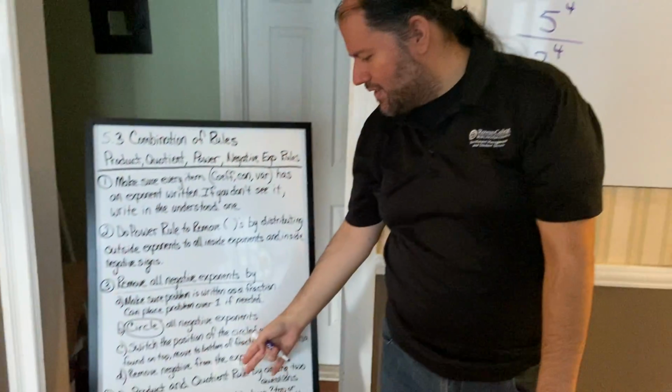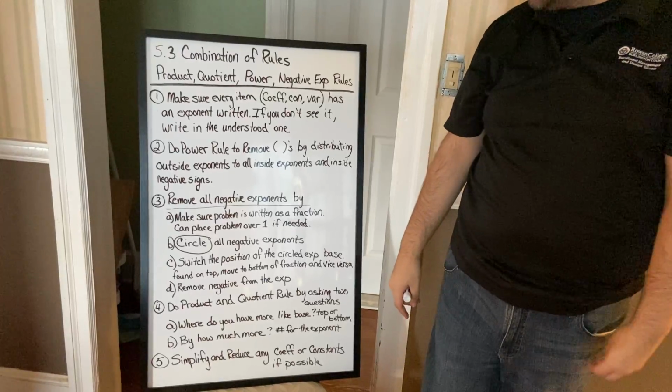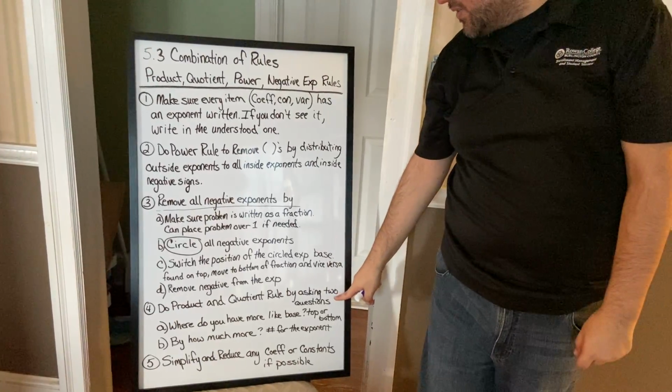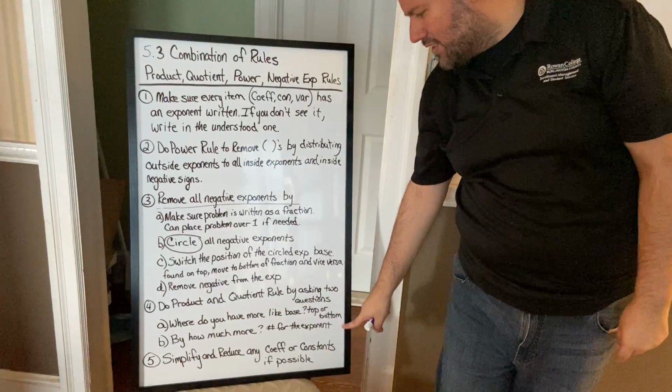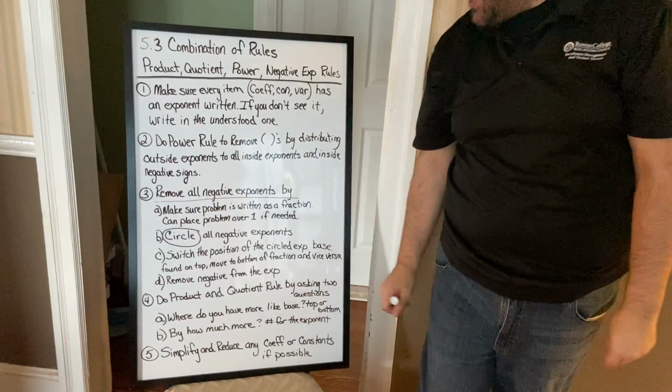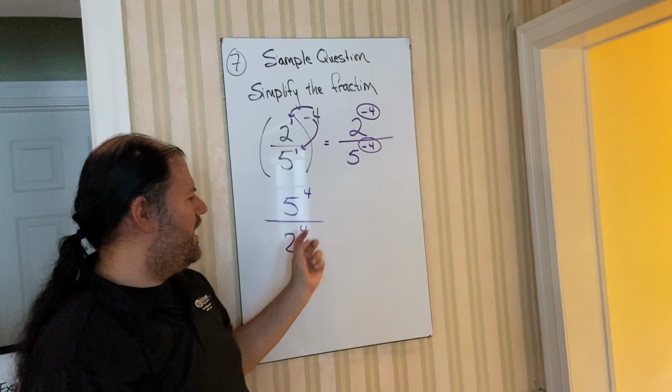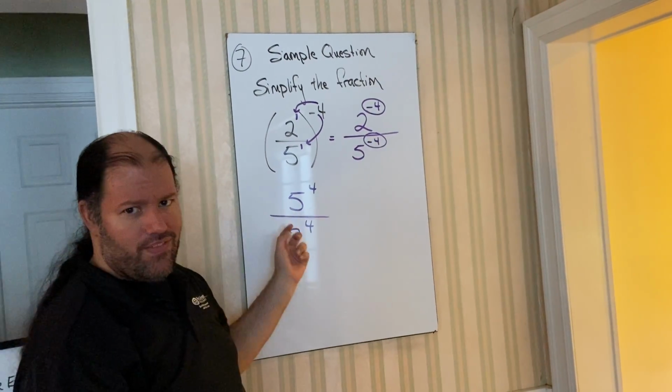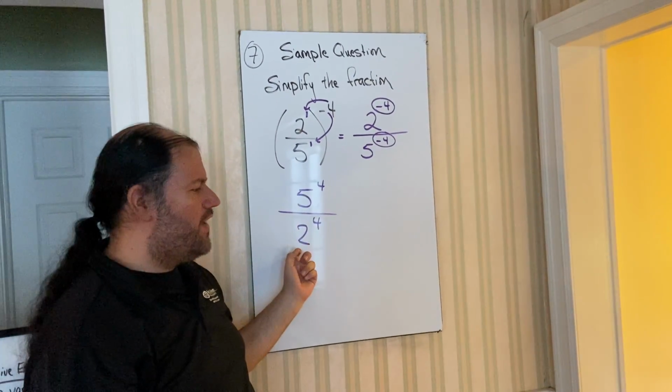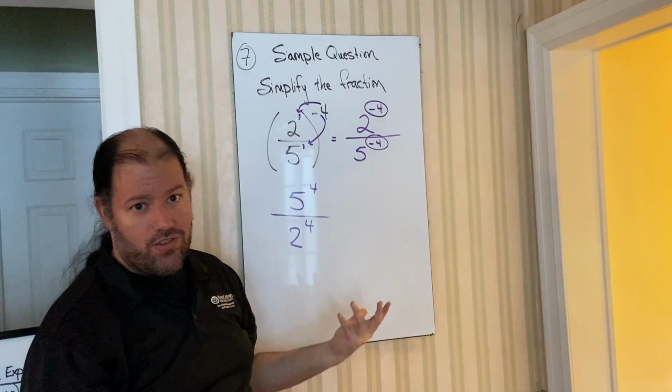2 more steps to look at. Step 4, product and quotient rule. Product and quotient rule says that you have to ask these 2 questions, but it has to deal with like bases. So do we have like bases? No, we have a 5 and a 2. They're not the same. If this was a 5 and this was a 5, then we would have to ask the 2 questions.